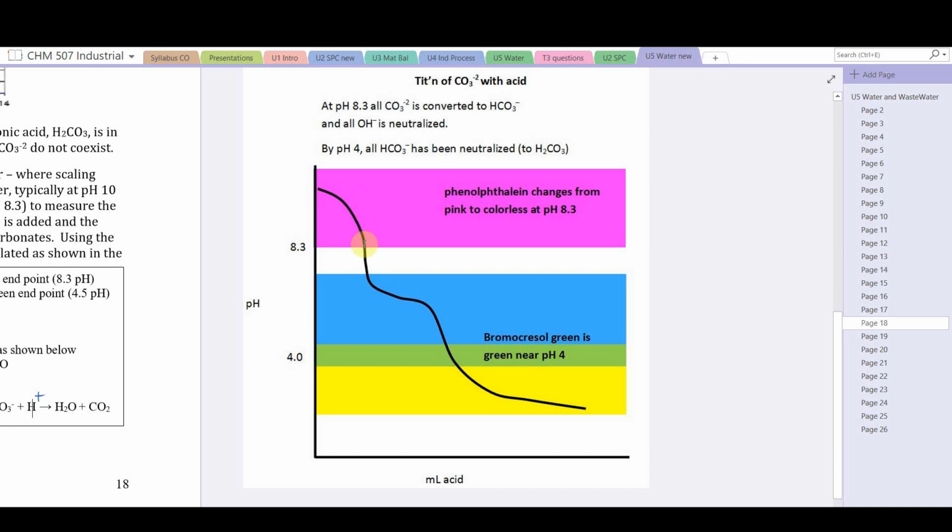Now, in case you're wondering, isn't pH 7 neutral? Yes, it is, but the titration curve is so steep in this region for a strong base like sodium hydroxide that you won't even measure a one-drop difference between pH 8 and 7. You essentially will have neutralized 99.9% of all the hydroxide by 8.3. You're not losing anything in accuracy by saying it's all neutralized by 8.3.